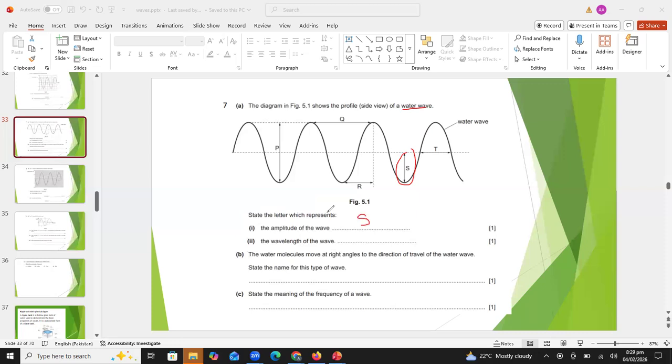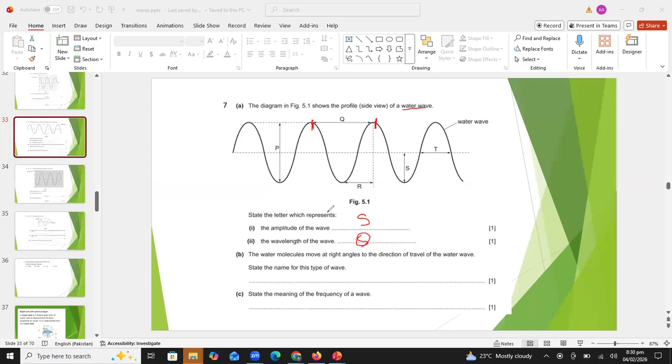All right. Now in the next part, they are asking the wavelength of the wave. Wavelength is the horizontal distance of one cycle, or the horizontal distance between one crest to another crest and one trough to another trough. Here you can see from the midpoint of one crest to the midpoint of the other crest, it is representing wavelength. So Q is the correct answer.